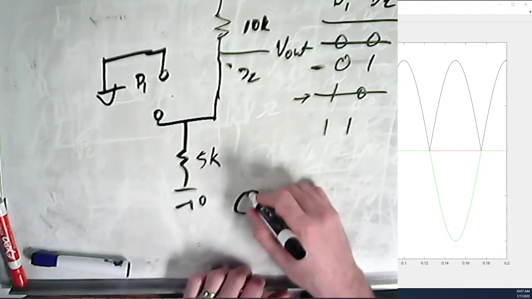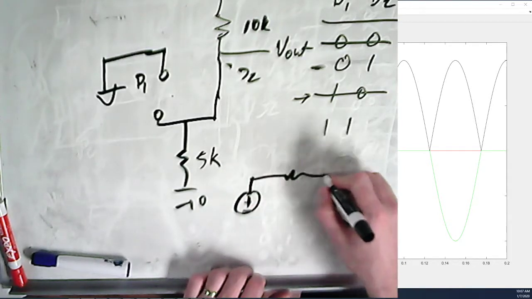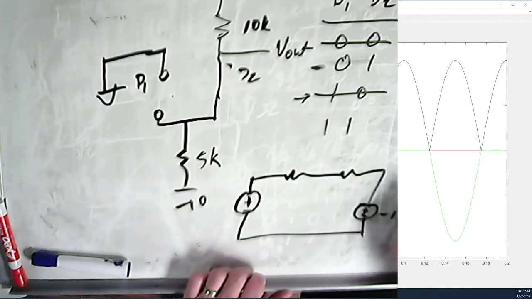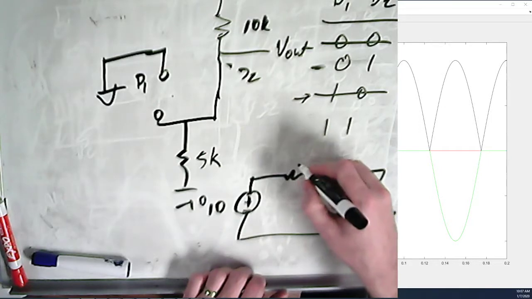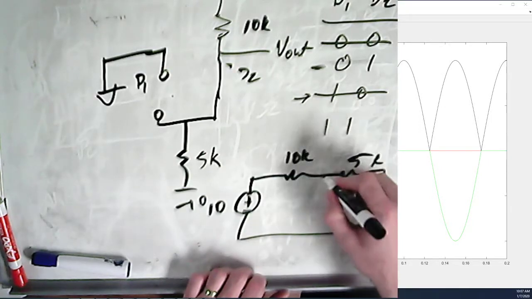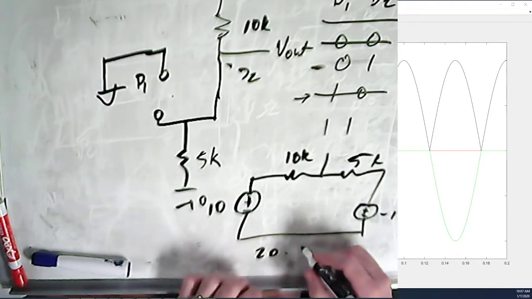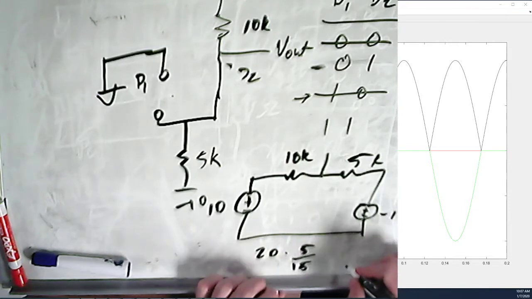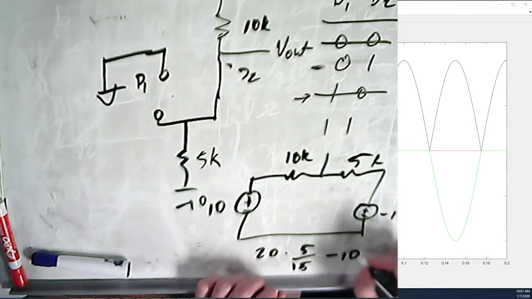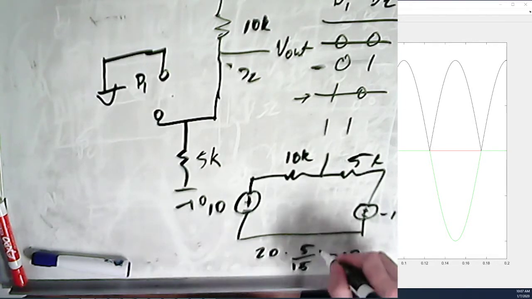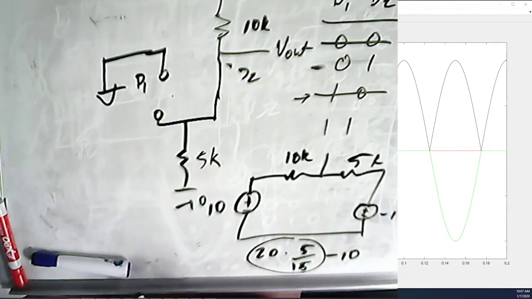Ooh, this is a fun problem. This turns out to be negative 10, positive 10, 10K, 5K. What's our voltage here? And so this ends up being 20 volts times 5 divided by 15, and then we have to subtract 10 volts. We can go through that in more detail, but that's back to a Circuits 1 type problem. Or you can do superposition. There's all sorts of different things we can do. So what's 20 times 5 divided by 15?